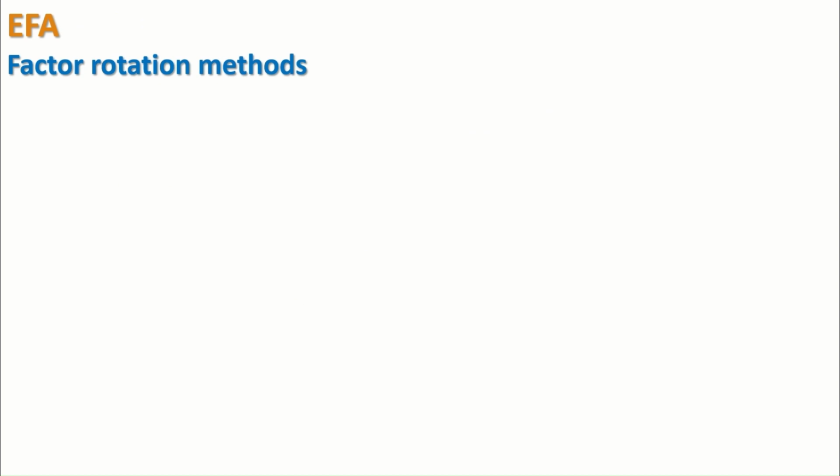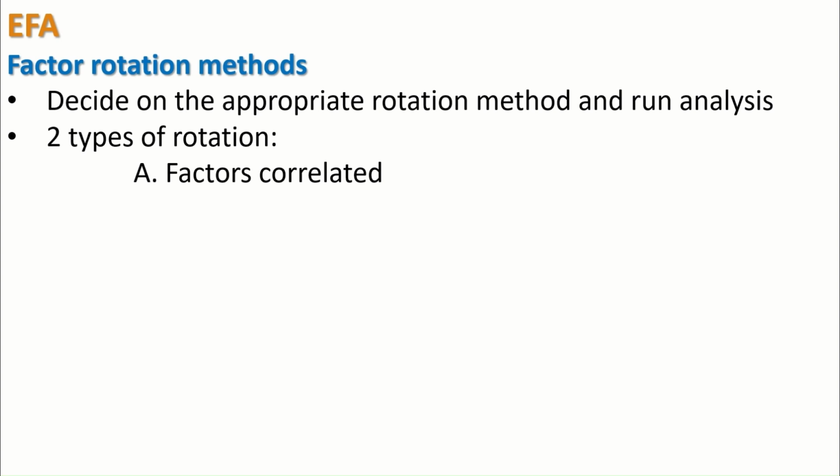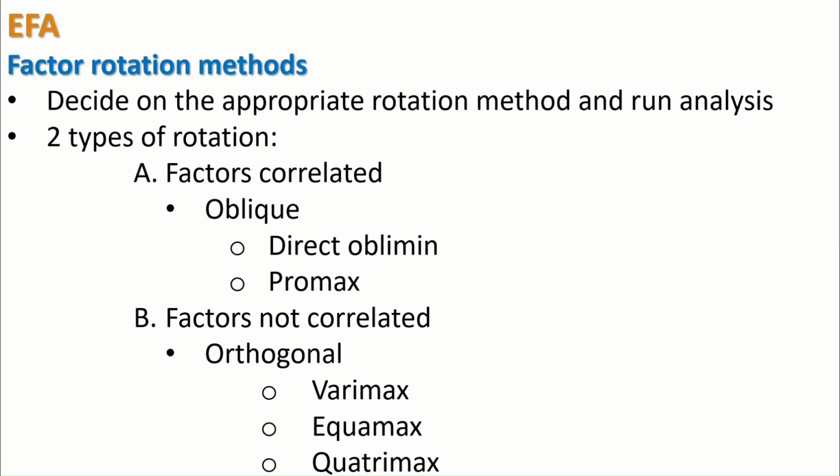Before performing the EFA, the factor rotation method has to be determined. Decide on an appropriate rotation method and then run the analysis. There are two types of rotation. When the factors are anticipated to be correlated, then go for the oblique method. The oblique method can be Direct Oblimin or Promax. When the factors are not related, then the orthogonal rotation method can be used. There are subclasses for it: Varimax, Equimax, and Quartimax.